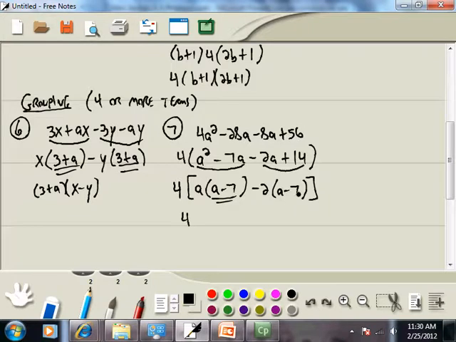Now again, our goal was to get this parentheses equal to this parentheses, which it is. So I'll factor out an a minus 7. And if I were to cover those up, I would see I'm left with a minus 2. And that's our answer.